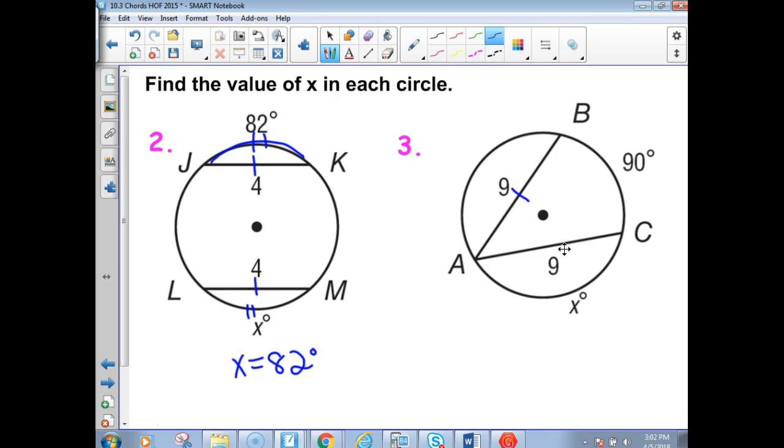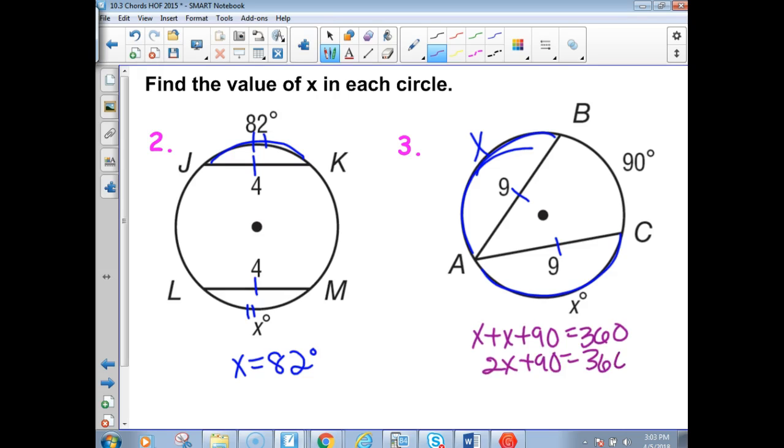Number 3, the chords are congruent. So these arcs are congruent, which means I can put an x up here. And then I say, well, all the arcs would add up to 360. So I've got x plus 90 equals 360. I simplify. I subtract 90. I get 270. And then I divide by 2, and my answer will be half of 270. X is 135 degrees.